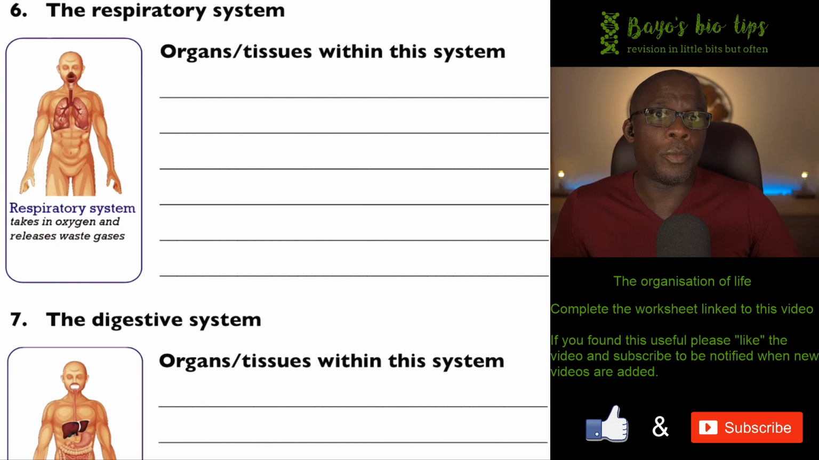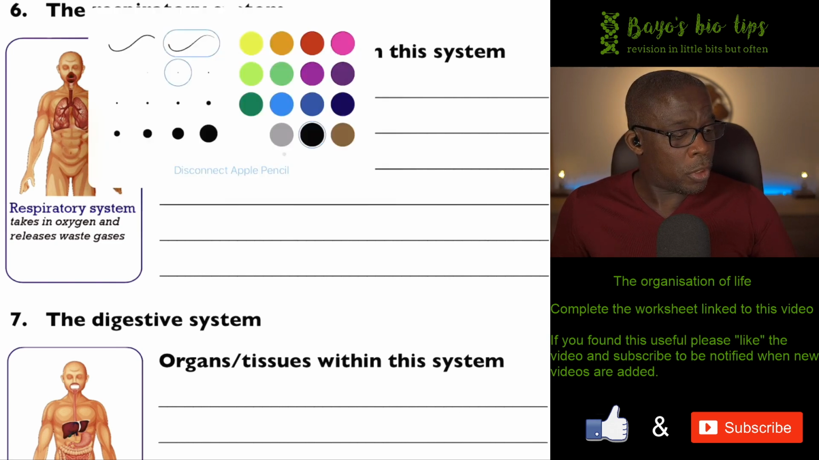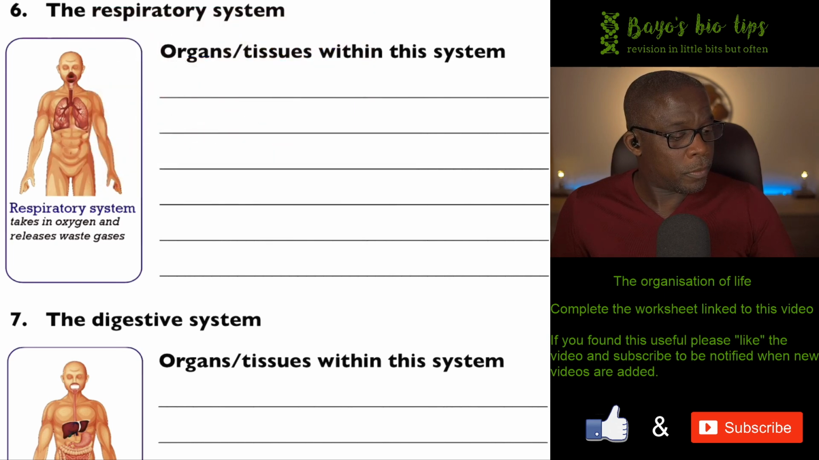The actual job of a respiratory system isn't respiration. Instead, it brings about the gaseous exchange, which helps to facilitate respiration within cells. So it helps to bring in oxygen into the body and removes carbon dioxide and water vapor. So let's talk about some of the organs and tissues within this system. So we've got the lungs.